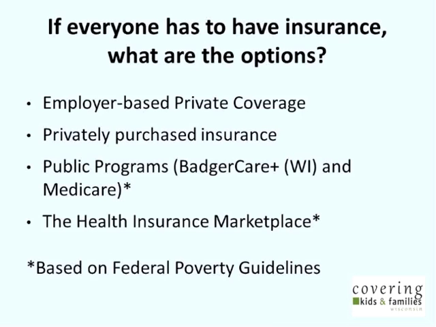If everyone has to have insurance, what are the options? Lots of people have employer-based health insurance, and that's still going to be an option. If they have that already, they can continue with that. Privately purchased health insurance is an option, and we're going to talk more about that. And then there are public programs, so Medicare and Medicaid.